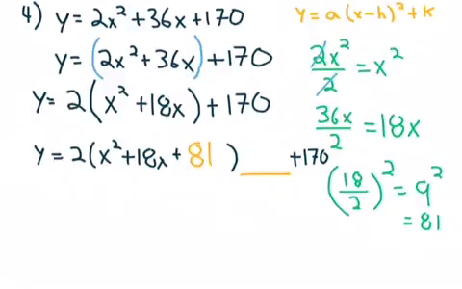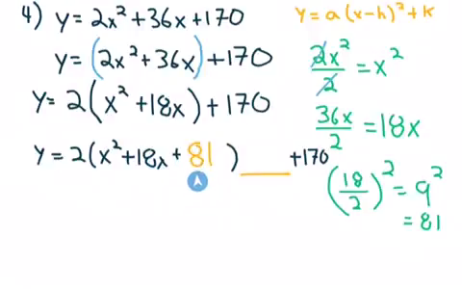So most of you probably said, based off of the last example, that we need to subtract 81 right here, but that's not quite correct. And the reason is because now we have a 2 out here. So if I were to distribute this 2 to every single term, I'd say 2x squared, 2 times 18, that's 36x, and then 2 times 81, right? So what is 2 times 81? 2 times 81 is 162. So when you added this 81 inside these parentheses, you're not just adding 81.